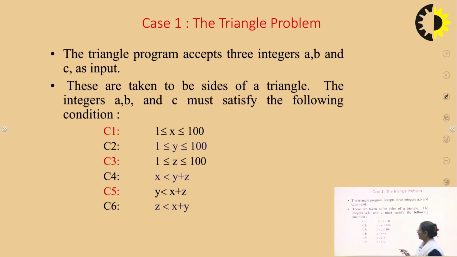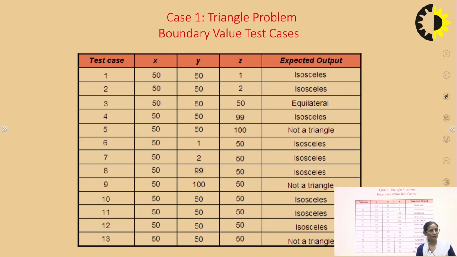C1 says that x should be between 1 to 100. Similarly, C2 says y should lie between 1 to 100, and we have the same condition for z. C4, C5 and C6 say that x is always less than the sum of y plus z. Similarly, the length of y is always less than the sum of x and z, and the same goes for C6. So here are the boundary value test cases being generated.